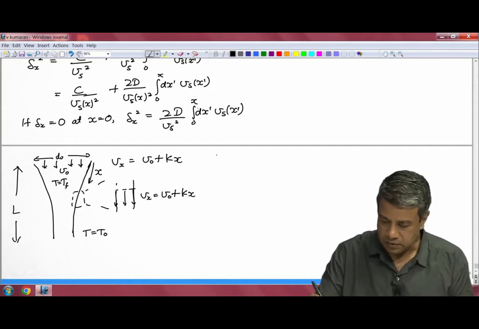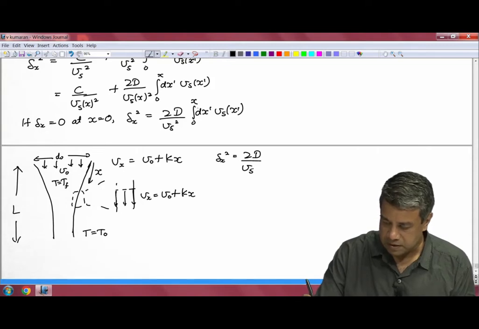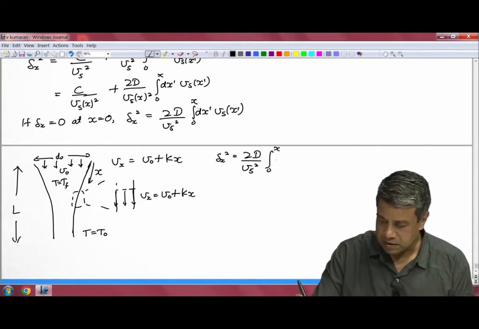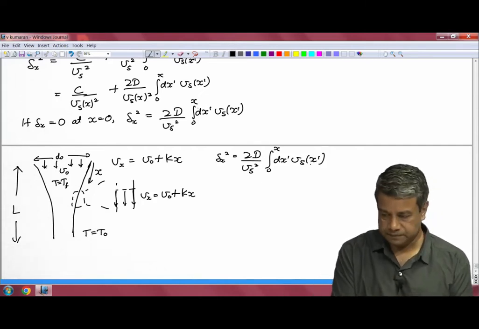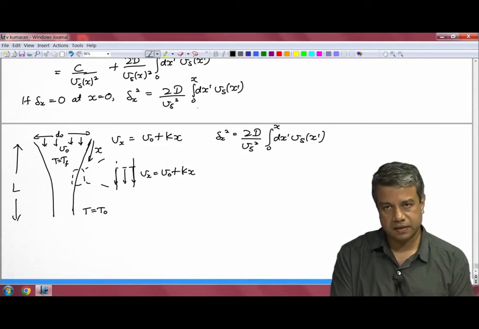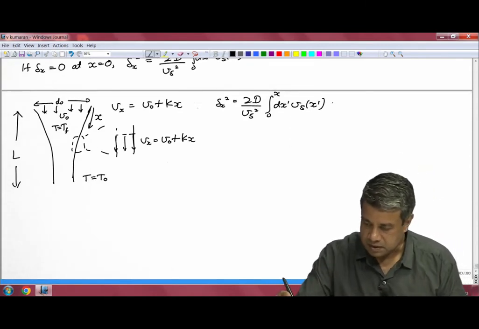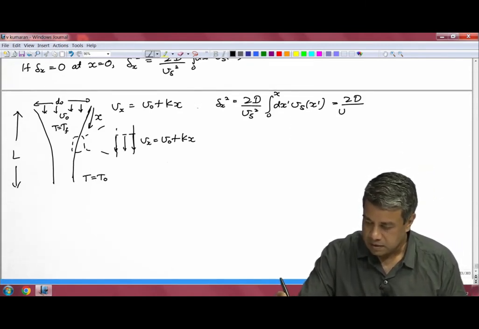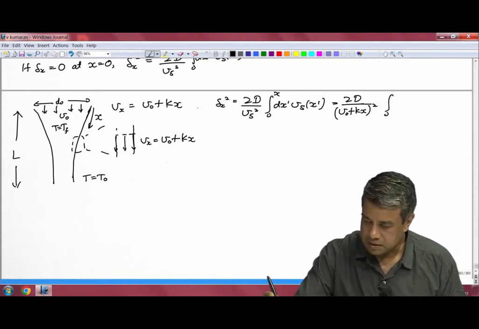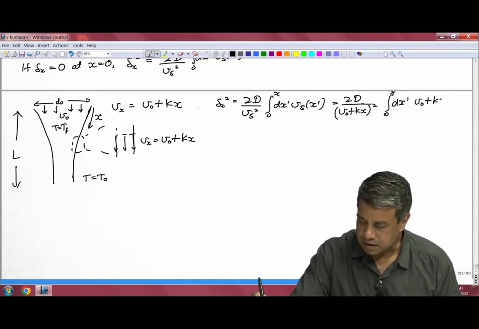Okay. We know that delta x square is equal to 2d by Vs square integral 0 to x dx prime Vs of x prime. In this particular case, Vs is V naught plus Kx. So, I can write this as 2d by V naught plus Kx the whole square, integral 0 to x dx prime V naught plus k times x prime.